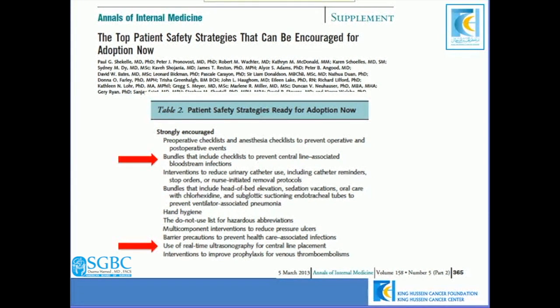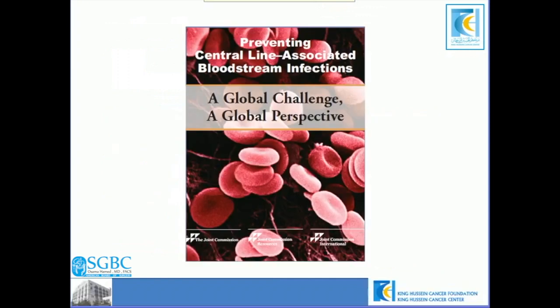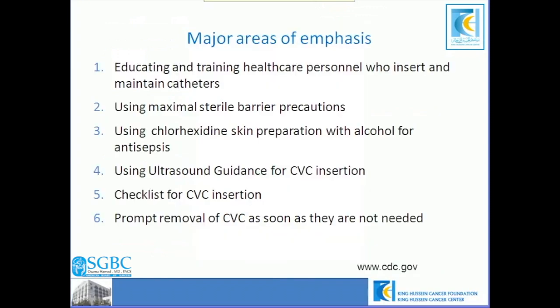So with the evidence being enough, I think we all have a job here to prevent this important preventable cause of mortality. Go back to the guidelines from the Joint Commission and from the CDC. They have emphasized these 6 main points. They want us, if we're going to implement this issue, to concentrate on these 6 main points. Number 1 is educating healthcare personnel who insert and maintain catheters. Number 2, use the maximal barriers. Number 3, hand hygiene with skin antisepsis of chlorhexidine. Number 4, using ultrasound. 5, checklist. And then 6, prompt removal of central venous catheters when they are not needed.